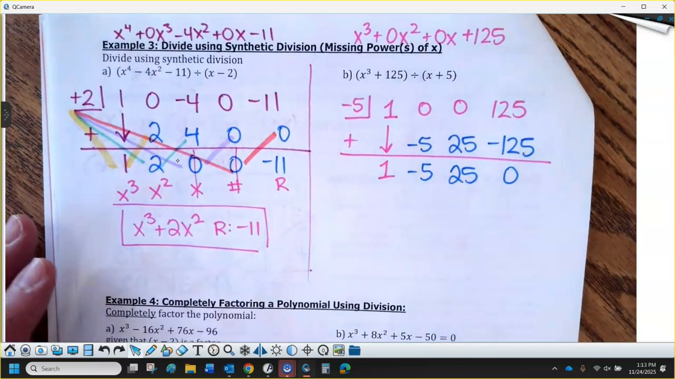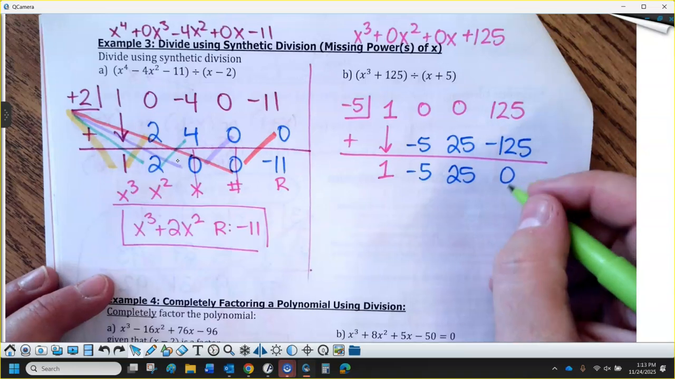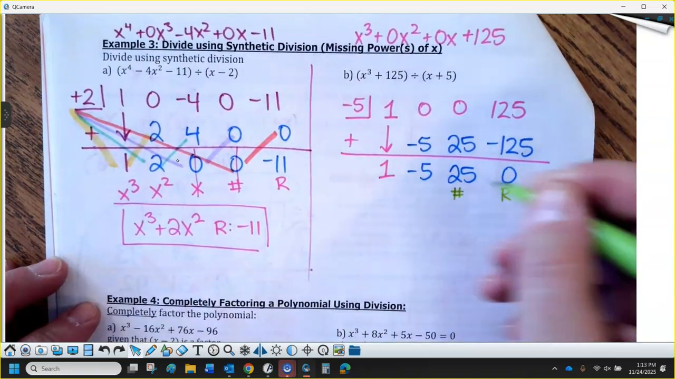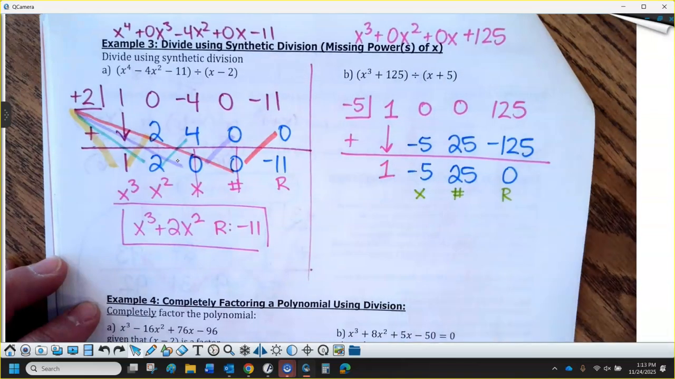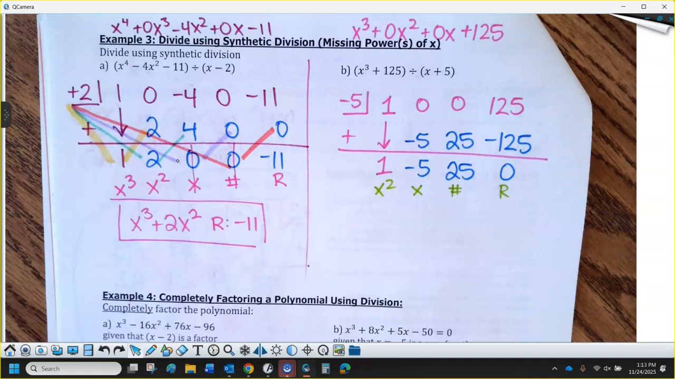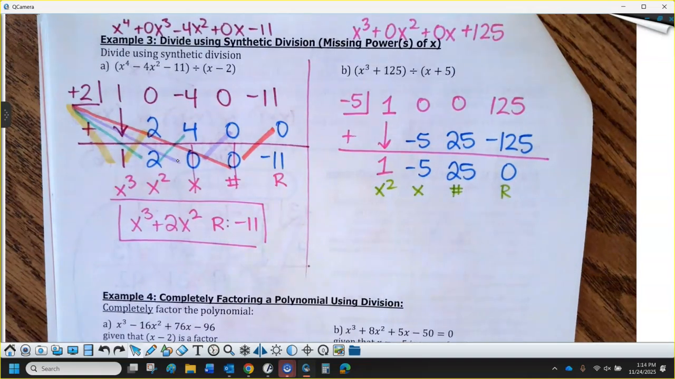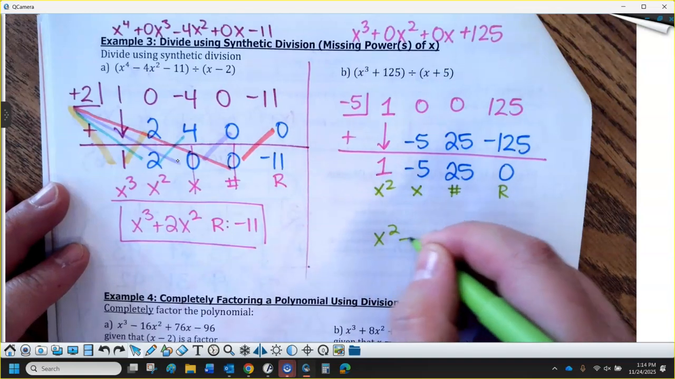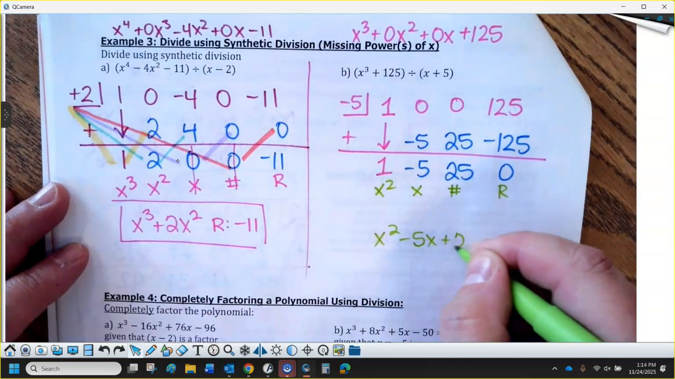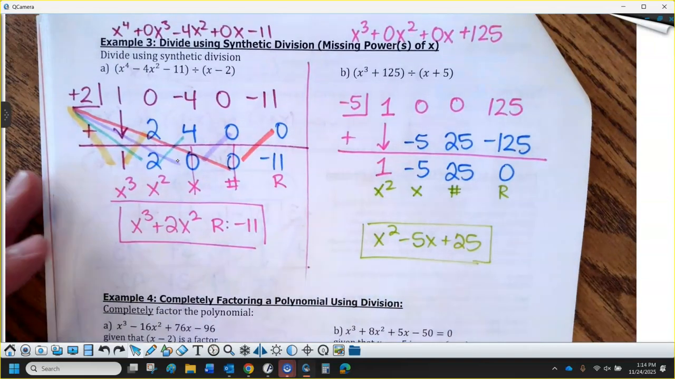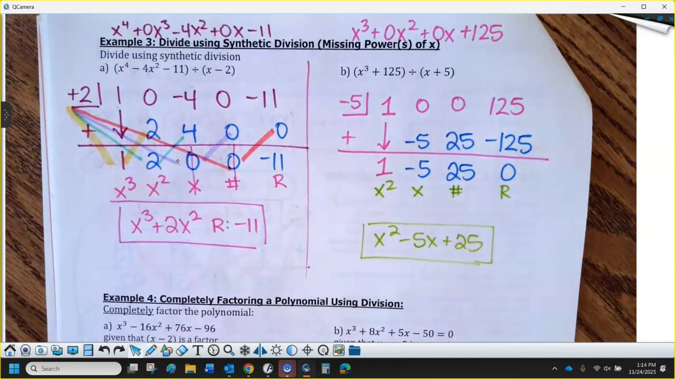So in this lovely example, I do have a factor because my remainder is 0. Your plain number is 25. And then after you got your constant, you're going to do x to the first, then x squared. If we had more, you just keep adding powers of x. So my answer here would be x squared minus 5x plus 25 if we divided our x cubed plus 125 by x plus 5.